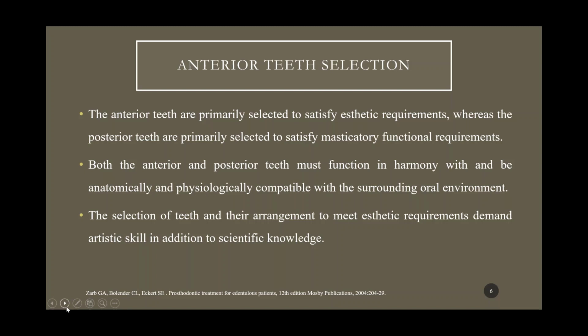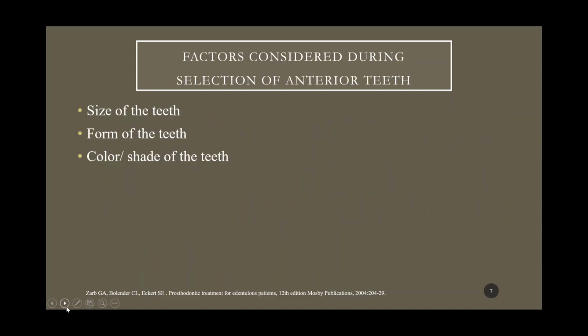Anterior teeth selection. The anterior teeth are primarily selected to satisfy aesthetic requirements, whereas the posterior teeth are primarily selected to satisfy masticatory functional requirements. Both the anterior and the posterior teeth must function in harmony with each other and be anatomically and physiologically compatible with the surrounding oral environment. The three basic considerations while selecting the anterior teeth are the size of the teeth, the form of the teeth, and the shade or color of the teeth.